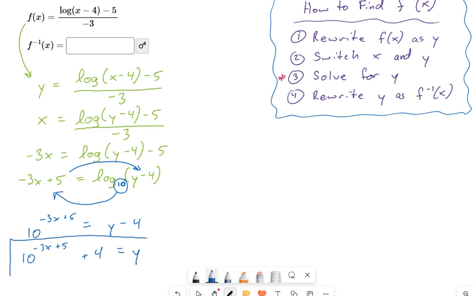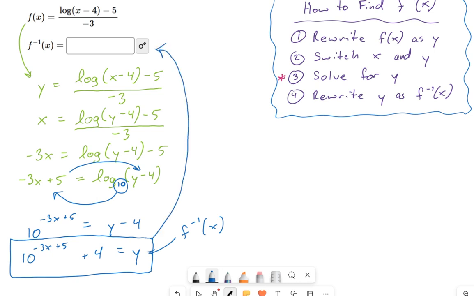Okay, and that is our inverse function. This y right here, remember, that's the inverse of f of x. So we're going to take that and stick it up here, and that would be your answer. Now, one thing to keep in mind, when you're writing this in the computer, you may have a little trouble with this. If you have a complicated exponent, you're going to need parentheses on that, but that's a minor detail.